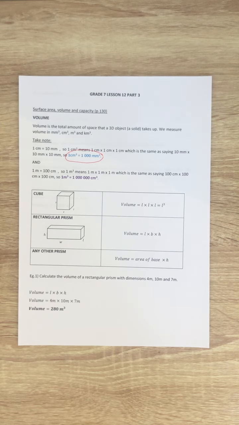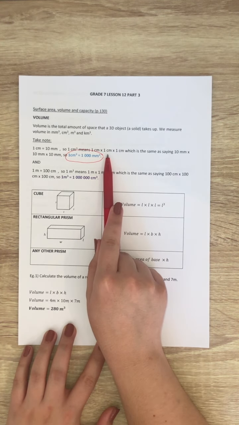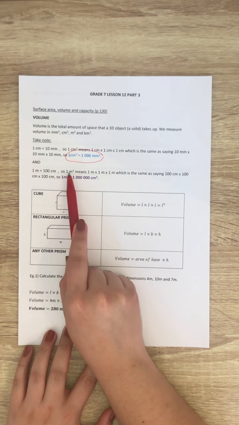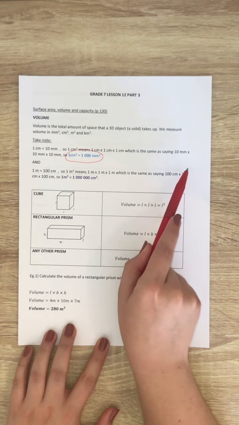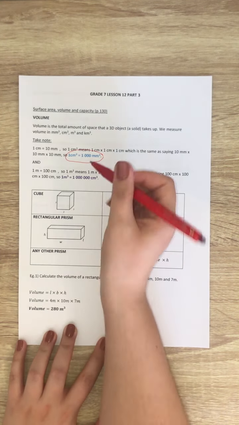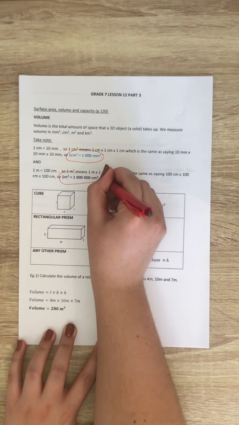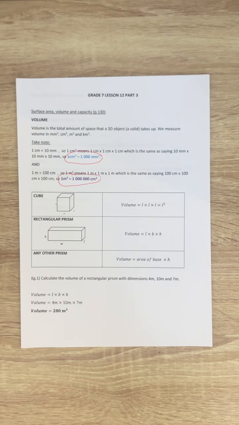Okay, same with centimeters and meters. We know there are 100 centimeters in a meter. Now I'm not going to explain this method. It's exactly the same as this method. So when we cube it, 1 meter cubed is the same as saying 100 times 100 times 100, which is 1 million centimeters cubed. So this is just basically if they ask you to convert between volume measurements. So please make sure you know that out of your head.